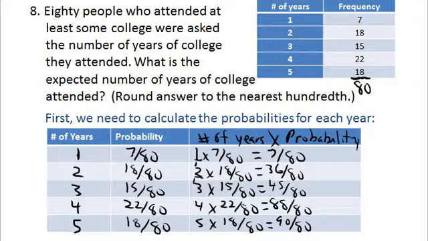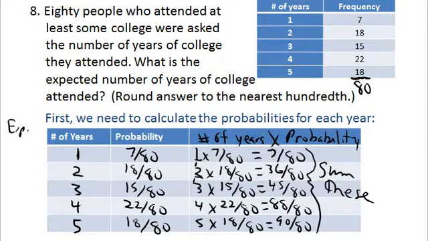And if you add all those up, you'll get the expected value. So again, the expected value is the sum of all those products. So again, the expected number of years is equal to, well, when you add those up, you get 7 80ths plus 36 80ths plus 45 80ths plus 88 80ths plus 90 80ths.